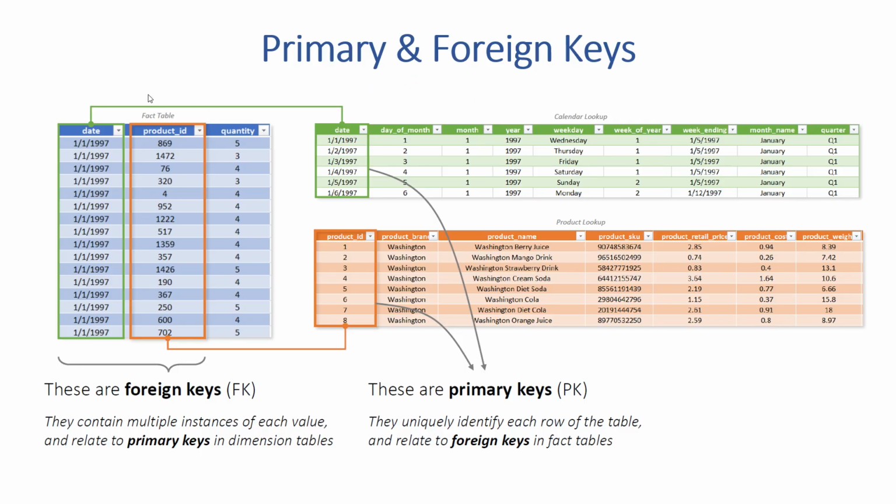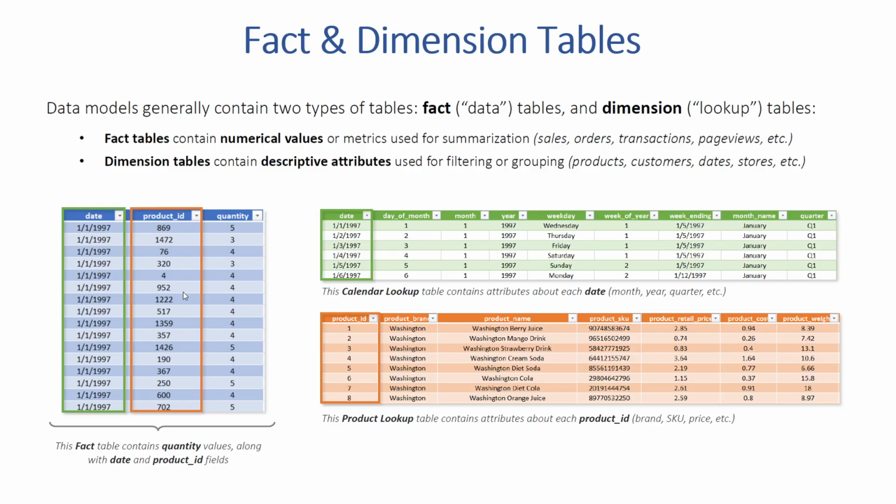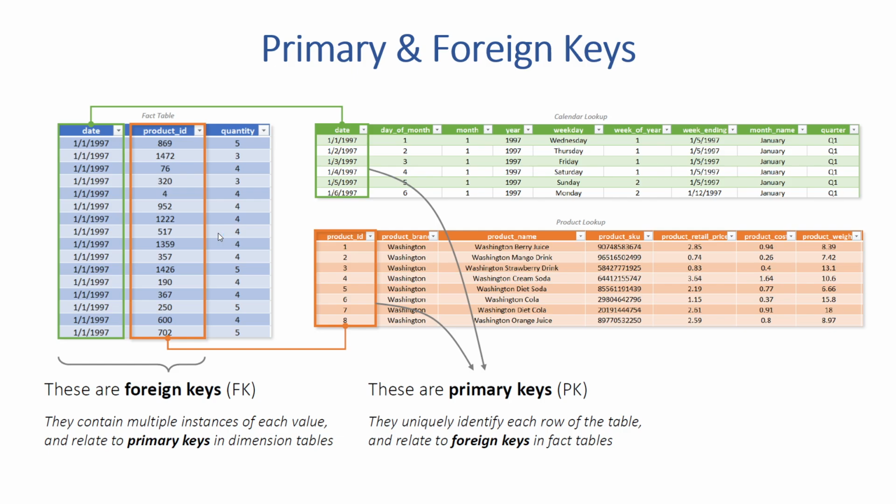This is the fact table. I have explained this in the previous video. These both are the dimension tables. So this is the lookup table, and this is the fact table. This fact table is connected to this table and this calendar table. This is the date and this is the date. And here the product ID is connected to this product table. Here's the product ID and these are the product IDs.